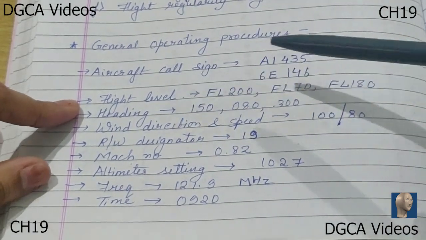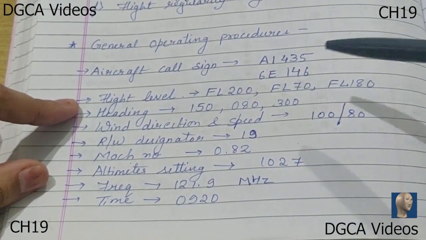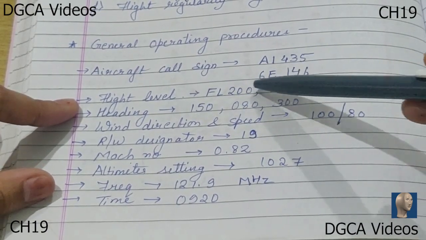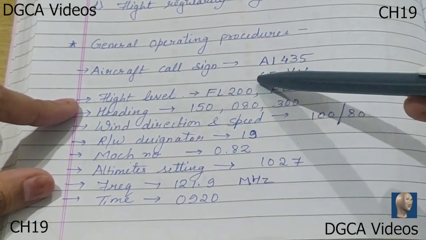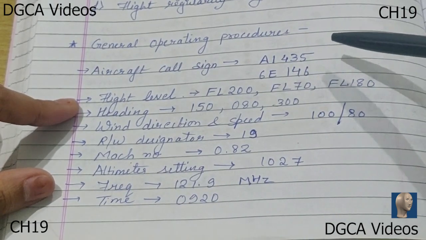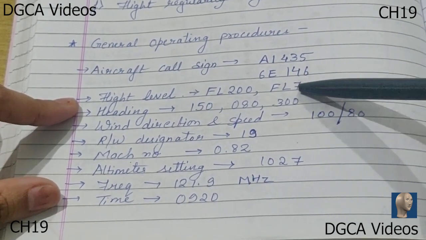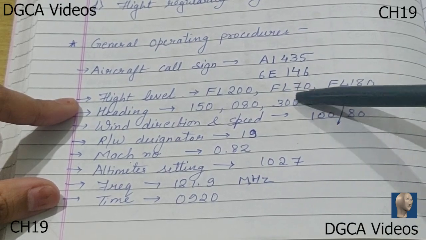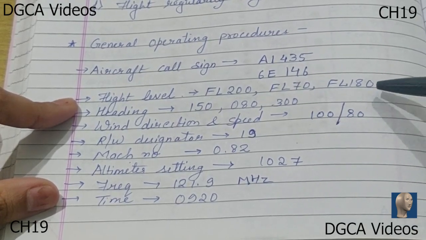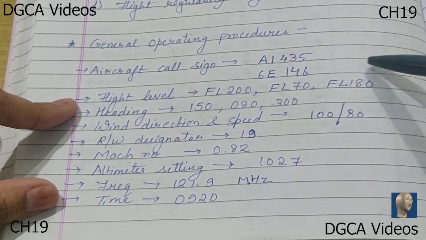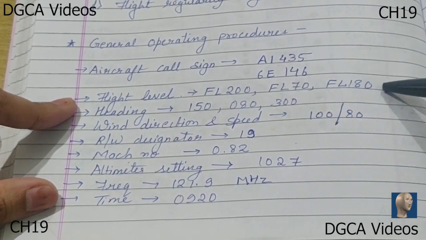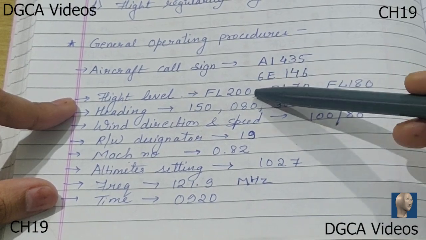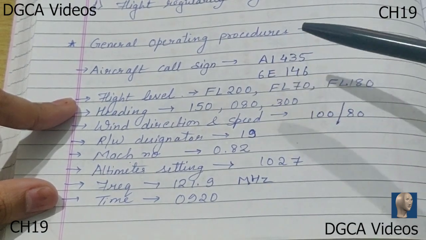In the case of flight level, if it is a whole number like 200 or 100, then you can call it flight level 200, flight level 100. Or if it is like 70 and 180, then you have to call it flight level 70, flight level 180. You cannot say flight level seven zero or flight level one eight zero. And flight level 200, you can also call as flight level two zero zero, that is also acceptable.